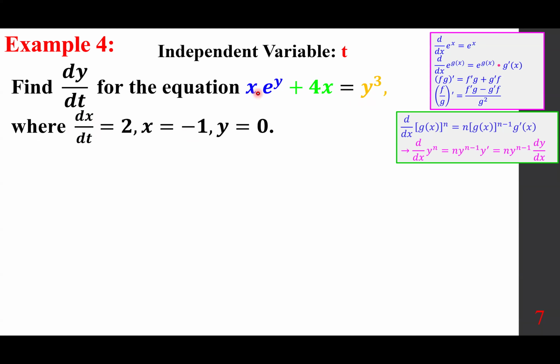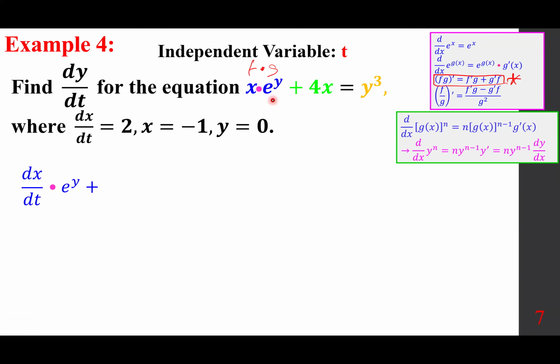We're going to put a raised dot in between, and we're going to use the product rule. So the derivative of x, as I mentioned, is no longer 1, it's rather dx/dt, times g, which is e^y, plus now g prime f.